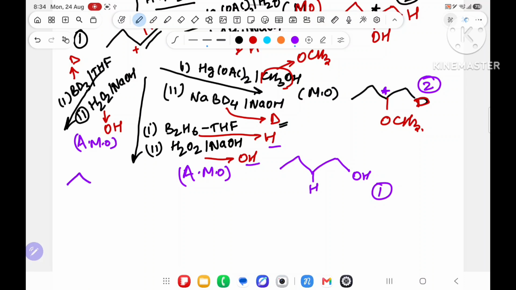BD3 will also follow anti-Markovnikov's rule. Opposite to Markovnikov's, D will come over here. H is needed, but H is not present. So what will come? D will come. D will come here and OH will come here. Because over here D is giving, not H, it has a chiral center. Yes sir, one chiral center over here because of D. So it will also give two products.